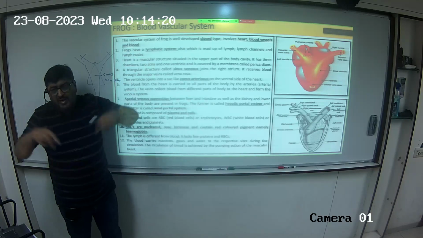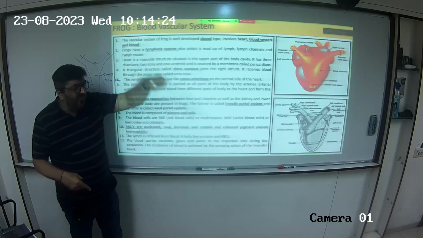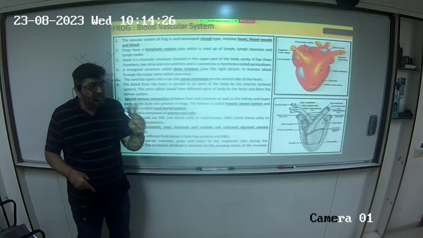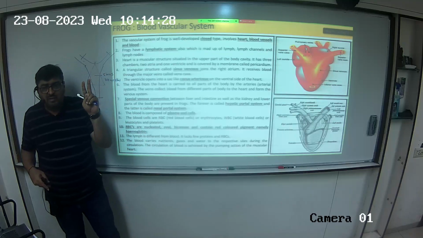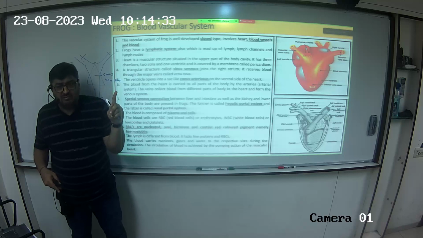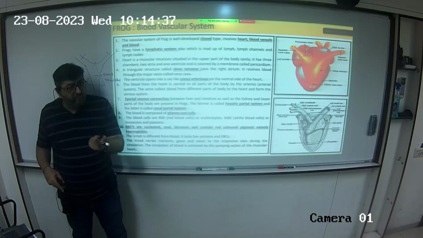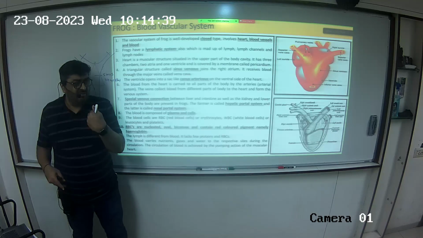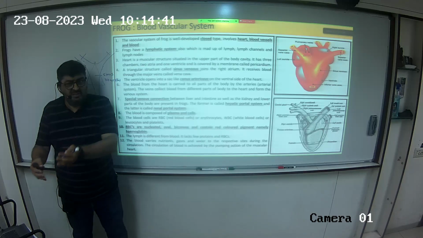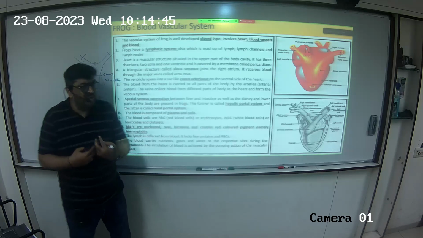So all the leaked fluid is collected together as lymph and deposited back into the heart. That means, what is the biggest difference between blood and lymph? Blood is two-way circulation, heart to body, body back to heart. But lymph is only body to heart. Right? It is just the lost fluid coming back to the heart. That is called lymph.